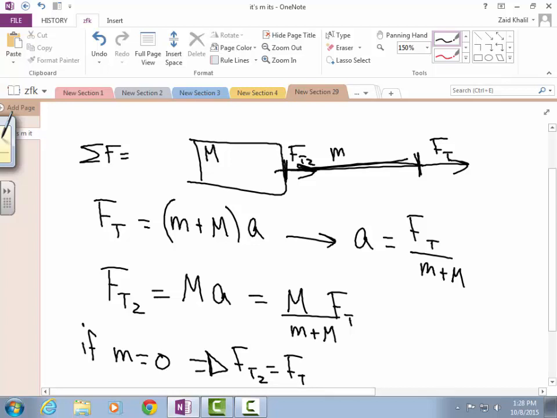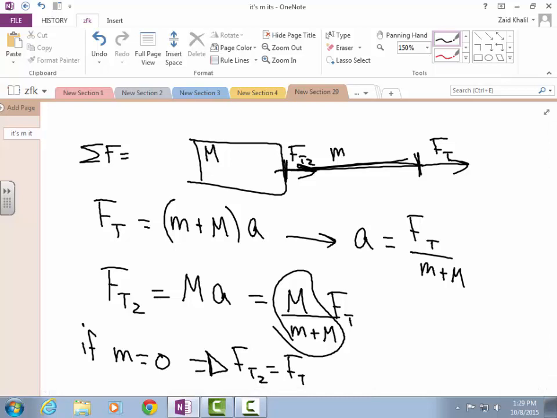In other words, the very fact that the string is massless tells you that the tension is uniform along the string. And as you can see, which is going to be greater, Ft2 or Ft? Ft is greater. Why? What can you say about this ratio? Correct. This ratio is less than 1, and it's only equal to 1 when little m is 0.